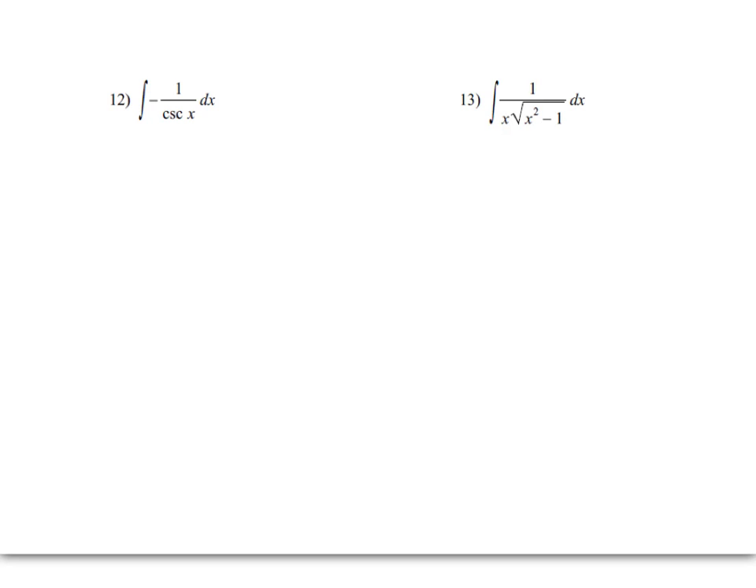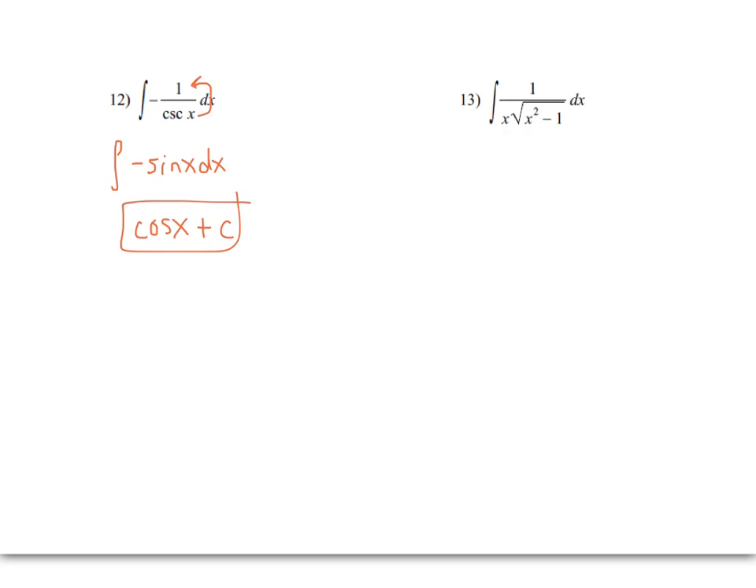12 is another one we have to use an identity for. So if you use an identity to bring this up to the top and say that this is really negative sine x, because sine and cosecant are reciprocals of each other, you haven't done any calculus yet. That's trig. So now that we are done with our trig, we can do our calculus and say, what's the integral of negative sine x? And our answer would be cosine x plus c.